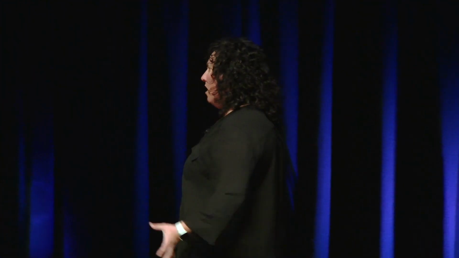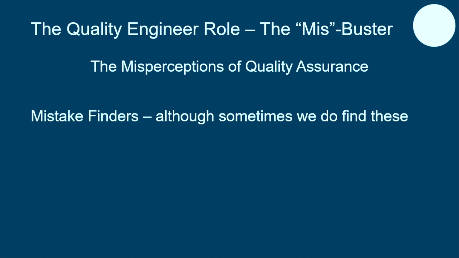And so now we talk about some of the other misperceptions, right? So, mistake finders, and this is another one here. Sometimes we do find these, right? So if you're the last person to touch the code before we release that into production, then everything that has happened to the left of you will ultimately roll downhill, and then you become that nice receptacle of finding all of the mistakes, and you are expected to fix them or to address them because you're the last line before we get into production.